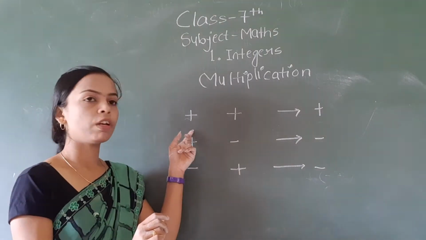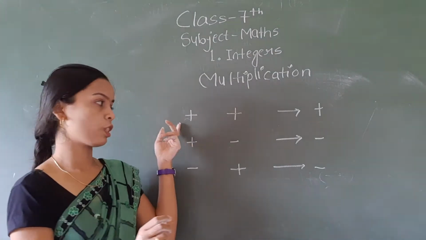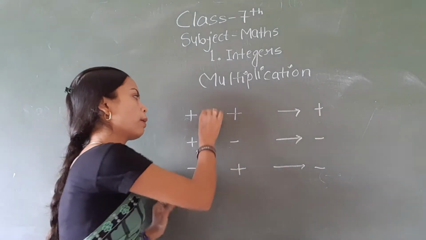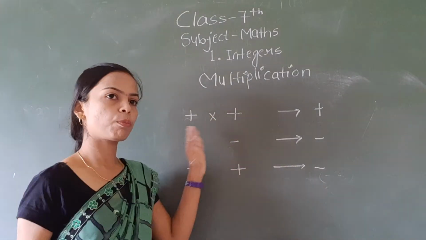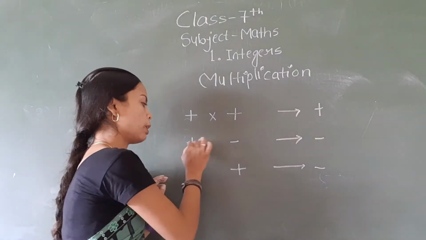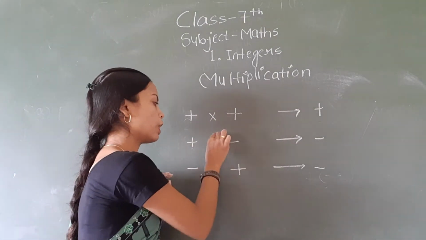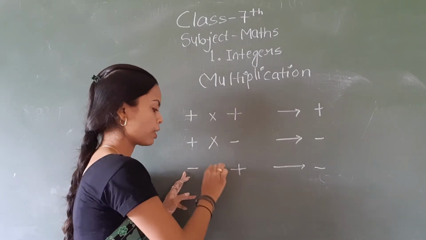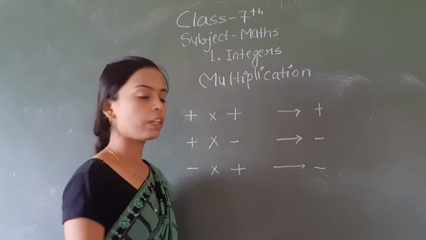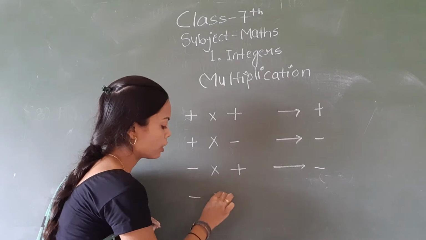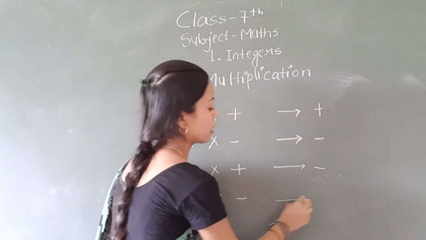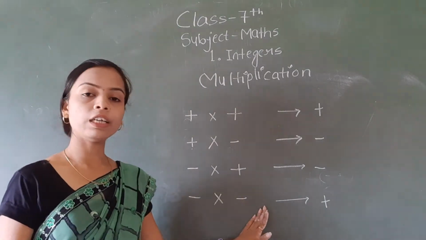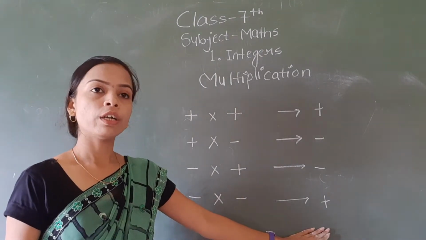When we multiply a positive integer with a positive integer, our product is positive. Multiplication of a positive integer with a negative integer is a negative integer, and the multiplication of a negative integer with a positive integer is again a negative integer, and multiplication of a negative integer with a negative integer is a positive integer.